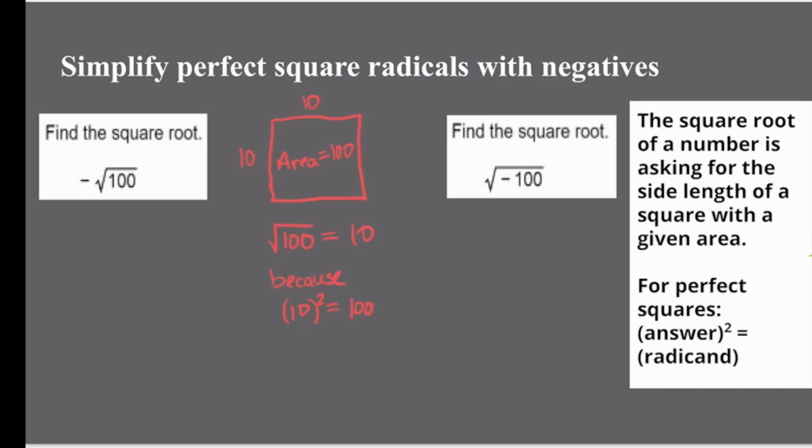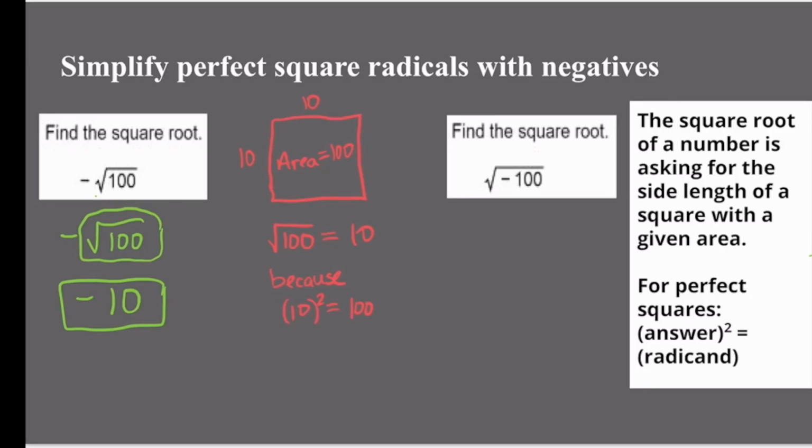So when we have negatives, we just have to figure out how that affects this. So we have a negative, and then we have the square root of 100. The square root of 100, we just went over, that's 10. There's a negative outside this radical, so we have to just bring down that negative, which has nothing to do with your square and your area, so the answer is negative 10.